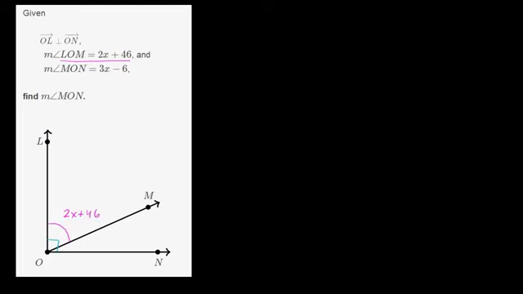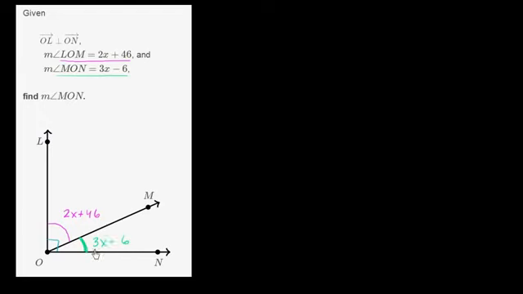And then they tell us that the measure of angle MON is equal to 3x minus 6. So this angle right over here is 3x minus 6. And they ask us to find angle MON. So we need to find this angle right over here. And we'd be able to find it if we knew what x is. If we knew what x is, then it's going to be 3 times that minus 6.